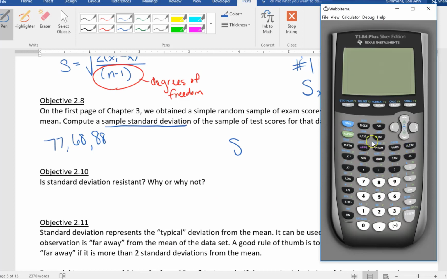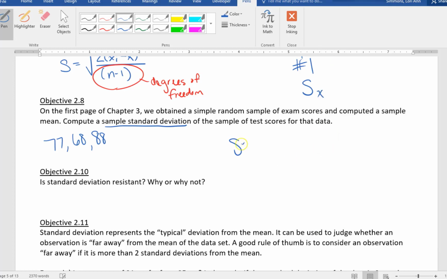Okay, so I'm going to use calculator command number 1. So we're going to go to Stat, Edit. Now I'm just going to put those 3 in the next list. So we have 77, 68, and then 88. Go to Stat, Calc, 1-Var Stats. Now this is in list 2, so make sure you put list 2 here. And Sx is 10.0. So approximately 10.0 points is the sample standard deviation.